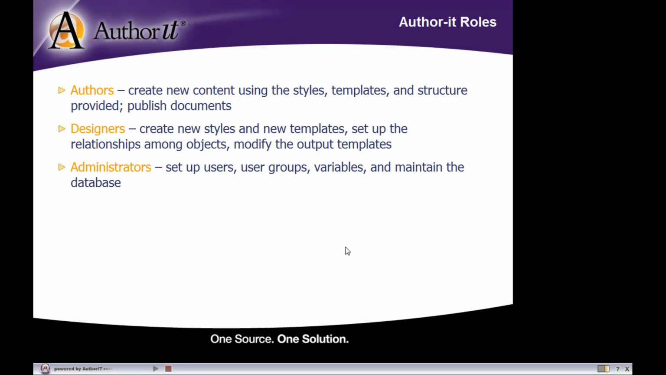Now, depending on the size of your team, the people playing these roles may change. Let's say you're a small tech pubs group of 5 people. Well, if that's the case, then you probably have people who are both authors and designers, or authors and administrators, or a variation of all 3. Let's say you are an AuthorIt implementation of 25 to 50 users. Well, if that's the case, the majority of those people will be playing the authoring role, and a select few people will be designers and administrators. Those designers and administrators may also be authors.